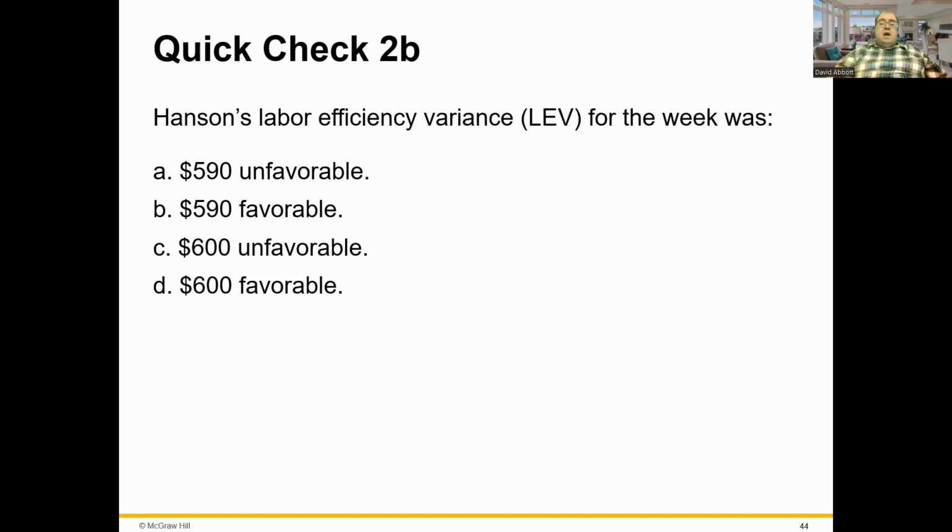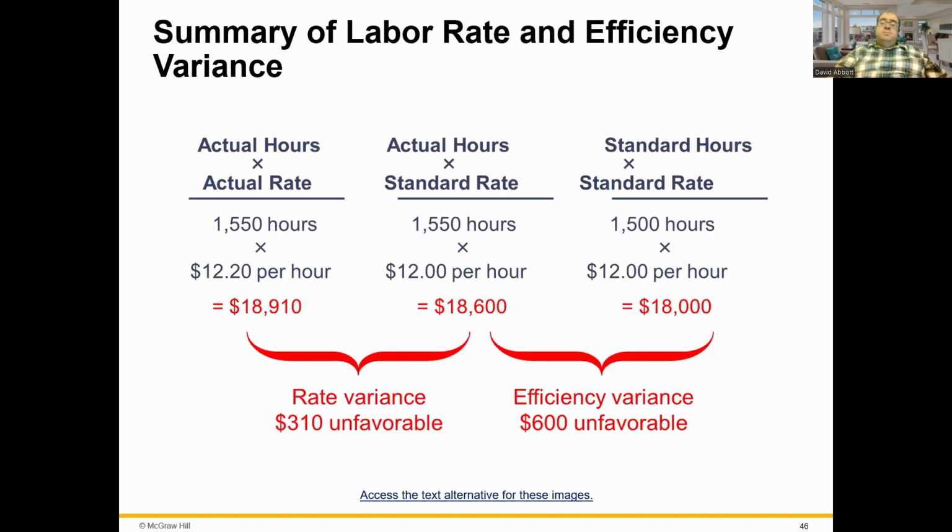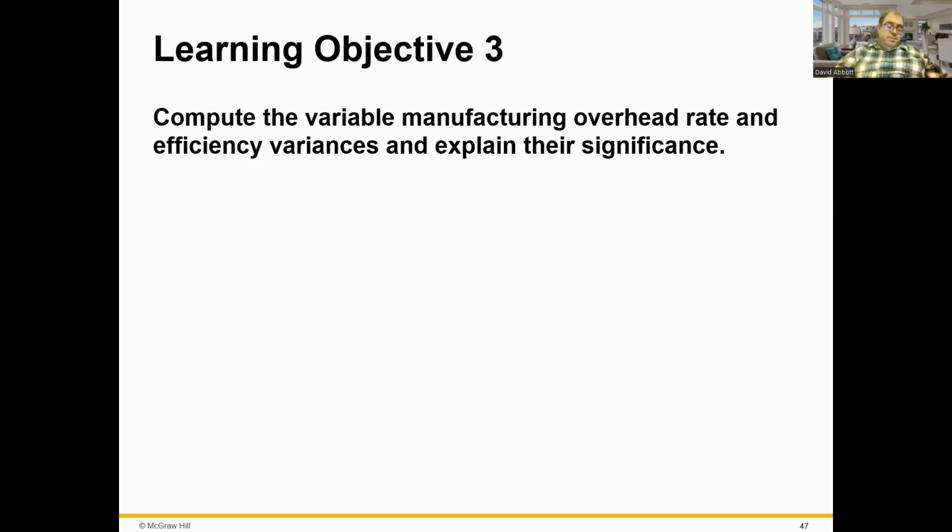And then the labor efficiency variance for the week is going to be $600 unfavorable, because you have $12, which is the standard rate, and then we used 1,550 hours, and we should have only used 1,500 hours. So we used 50 more hours than we should have, times $12 an hour, comes out to $600. And you can work it out that way as well.